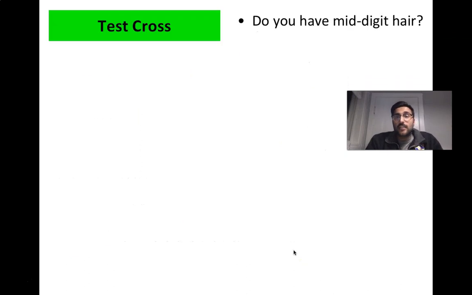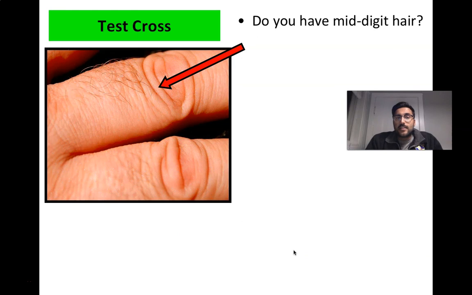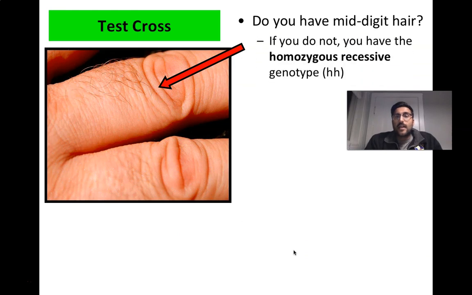A Testcross is something that you do if you're not sure if somebody who expresses a dominant trait is big T, or big T, little t. They're going to have a dominant trait no matter what, but are they purebred? Do they have homozygous dominant big T, or are they heterozygous, big T, little t? Both cases are going to show the trait, but one's purebred because it doesn't have the little t gene in it and one does.